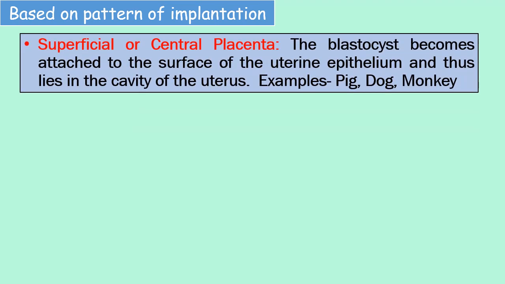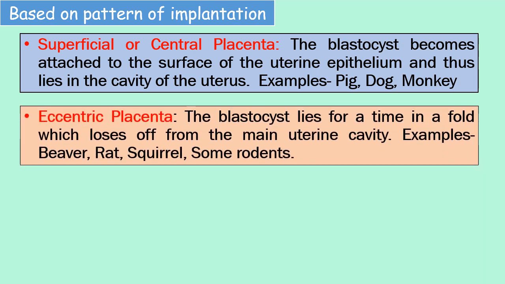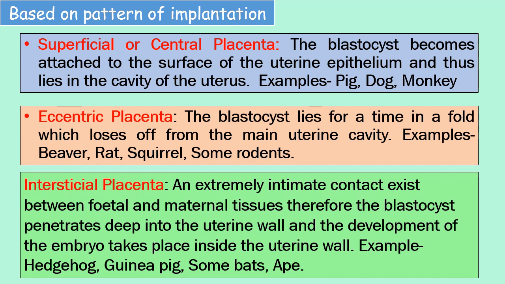Based on the pattern of implantation, placenta may be classified into three different types. They are superficial or central placenta, eccentric placenta, and interstitial placenta. The effect of implantation in all cases is to obtain very close apposition between embryonic and maternal tissues. There are, however, substantial differences among species in the process of implantation, particularly with regard to its invasiveness, or how much the embryo erodes into maternal tissue.